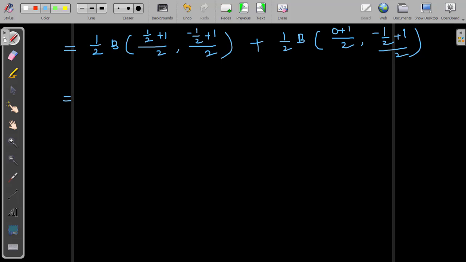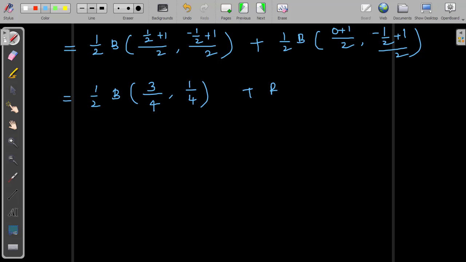Now, further simplification: half times beta. Here the LCM is 2, no? So 2 plus 1, 3, so 3 by 2, and 3 by 4 finally, because this 2 is multiplied with this 2 after taking the LCM. It has become now 3 by 4. Finally here, minus 1 plus 2 is 1, and after the LCM, this 2 is multiplied with the denominator, so it will become 1 by 4.